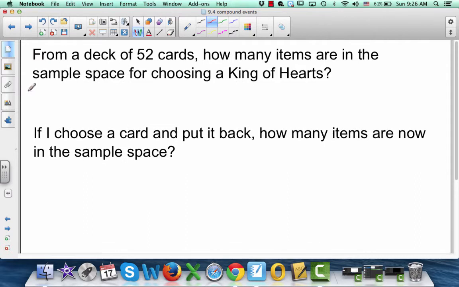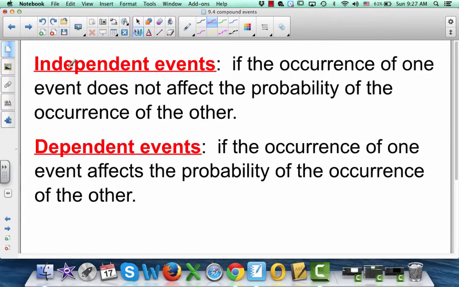All right, from a deck of 52 cards, how many items are in the sample space? 52. If I choose a card and put it back, how many items are now in the sample space? Well, there'd still be 52 because you put the card back. And this would be an independent event. Independent events: the occurrence of one event does not affect the probability of the occurrence of the other.